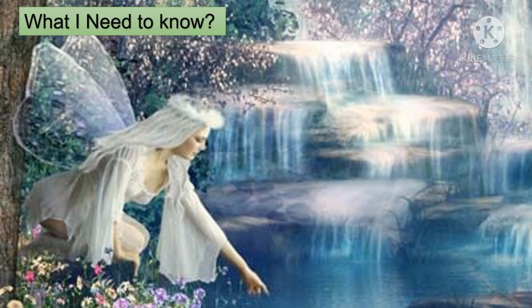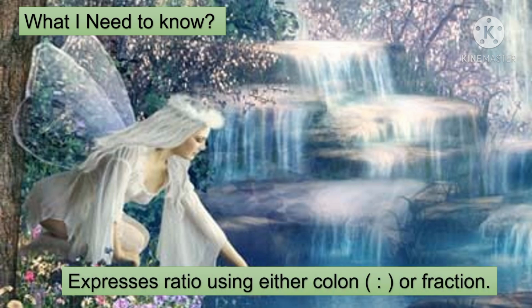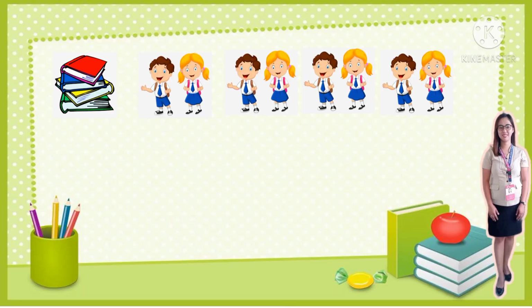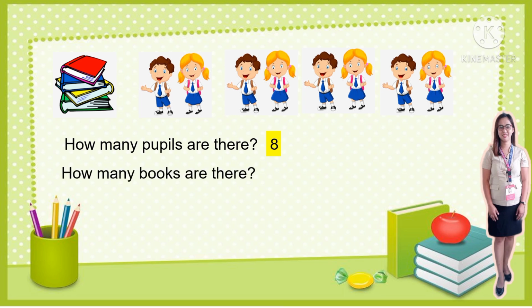Before we proceed to our lesson, you need to know that after this, you are expected to express this ratio using either colon or fraction. Look at the illustration below. How many pupils are there? There are 8 pupils. How many books are there? There are 4 books.